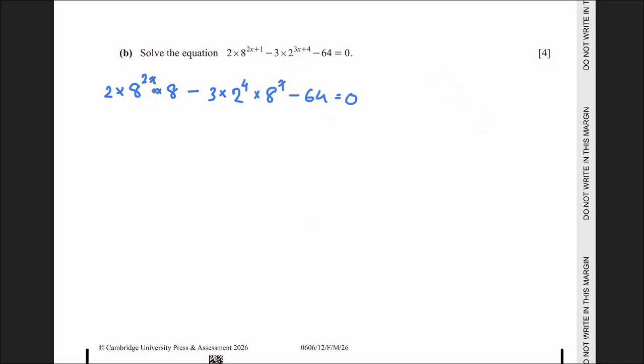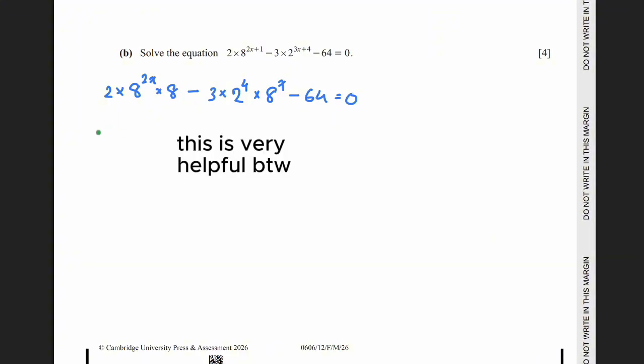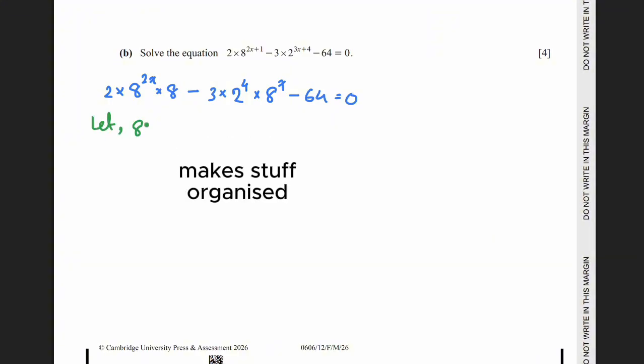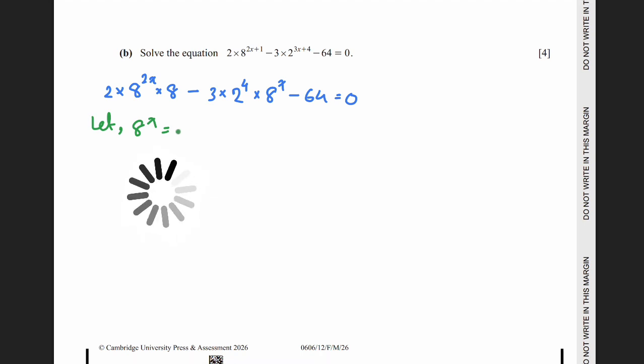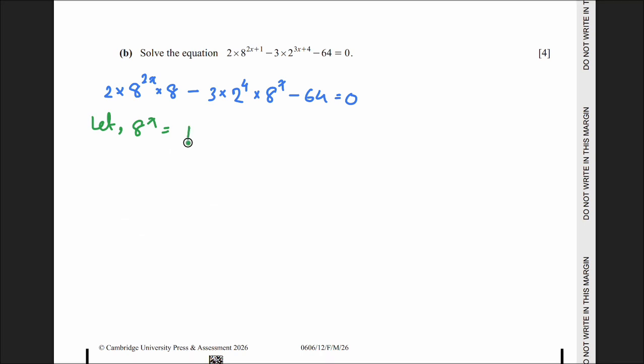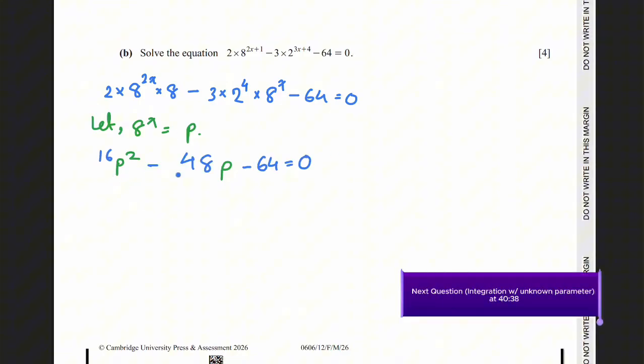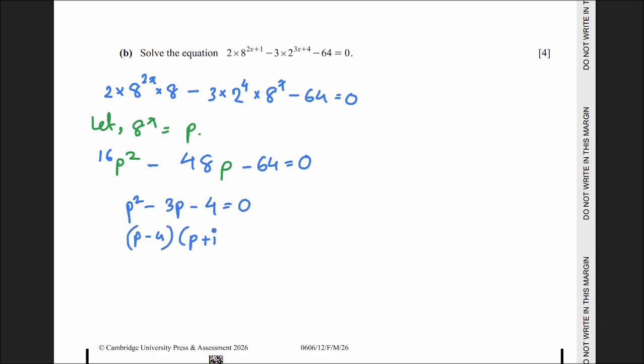Now we can replace 8 to the x with a variable. I like to replace stuff with variables, man. I'm obsessed with it. Okay, now what can we use? We can use p here. Whoa, we have a quadratic equation. Let's divide everything by 16. That is so clean, oh my god. Okay, now I take my words back. These are pretty good problems.